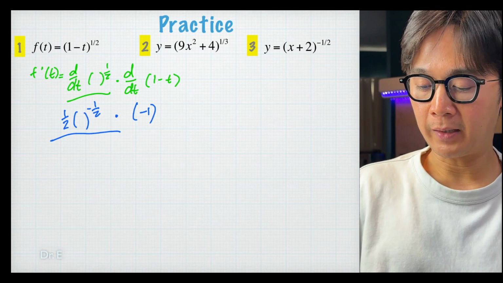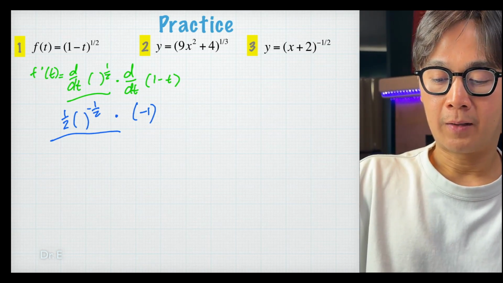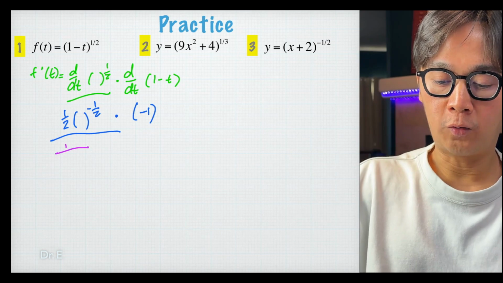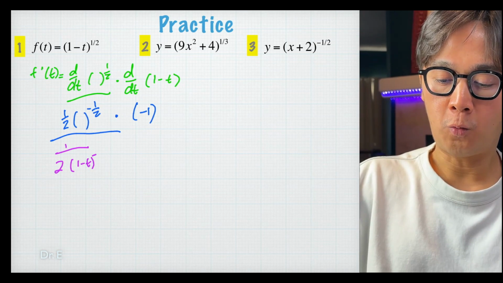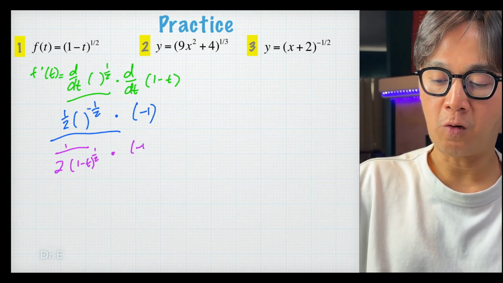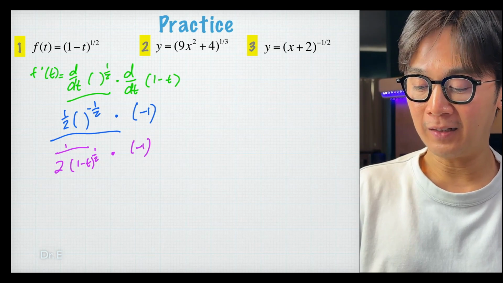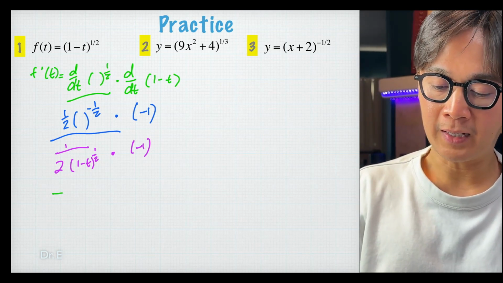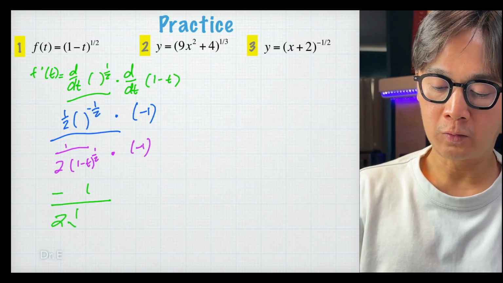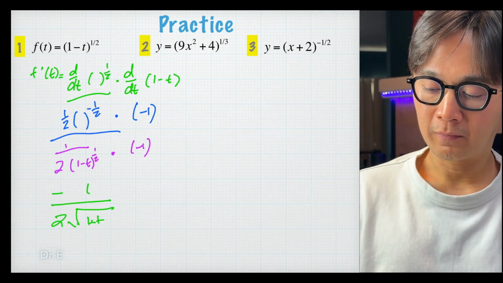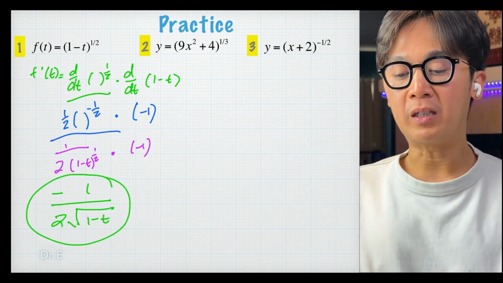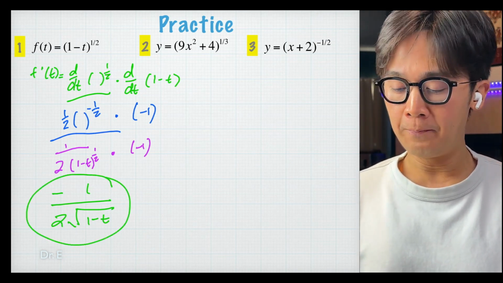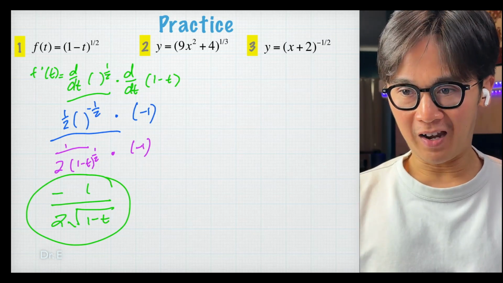To make it look pretty, it's 1 all over 2 times (1 minus t) raised to 1/2, times negative 1. And if you want to make this a little bit prettier, it'll be negative 1 all over 2 square root of 1 minus t. And that would be the derivative of the first function using the chain rule. Just type in yes if you got it right.